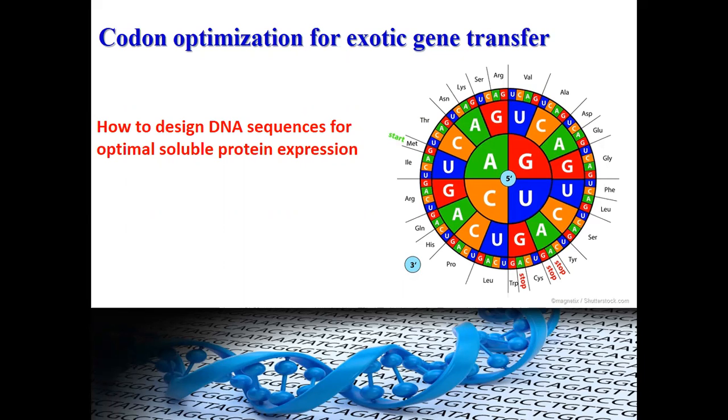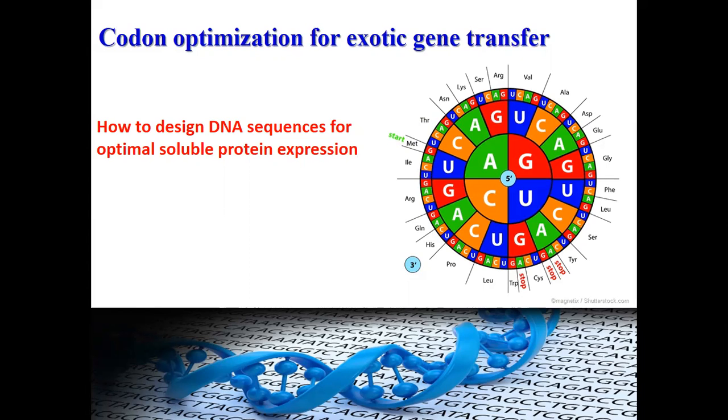Bismillahirrahmanirrahim. Hello everyone. In this tutorial, we will be talking about codon optimization. The codon optimization for exotic gene transfer. So, first of all, what is an exotic gene? Actually, exotic means non-native or foreign. In scientific terms, it is also called a heterologous gene. So the topic is codon optimization for heterologous gene transfer.